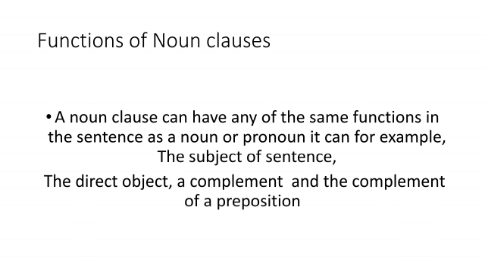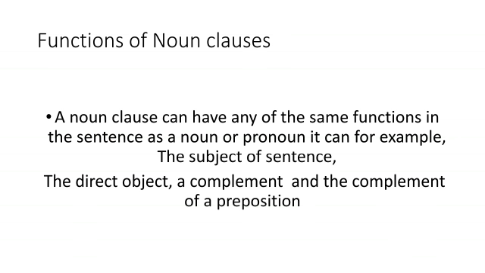One of the important questions is why we use these noun clauses, how they function, and what their important functions are. A noun clause can have any of the same functions in the sentence as a noun. As you know, a noun behaves in a sentence sometimes as a subject, sometimes as an object, or sometimes as a complement. The same is the function of a noun clause. It can act like the subject of the sentence, the direct object, the complement of the subject, and the complement of the preposition.